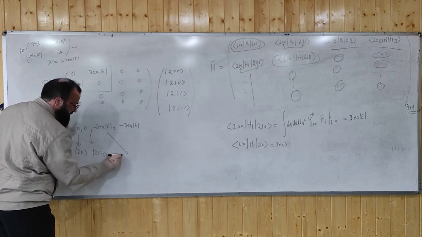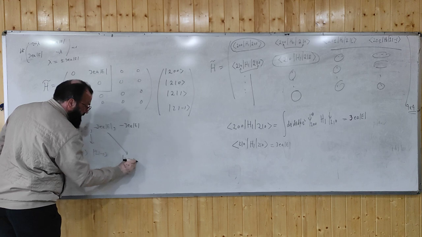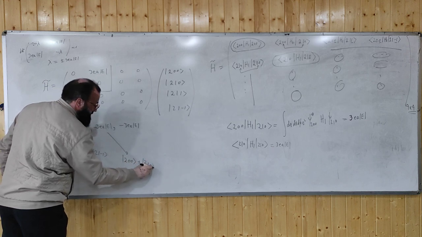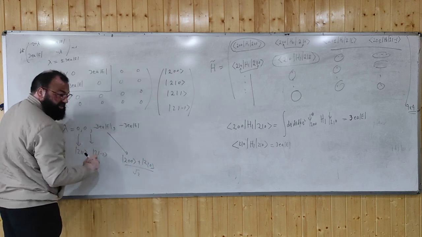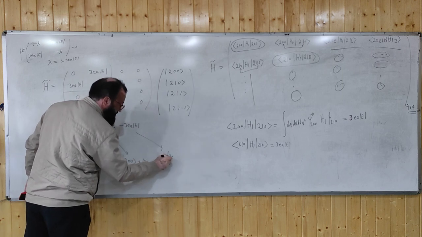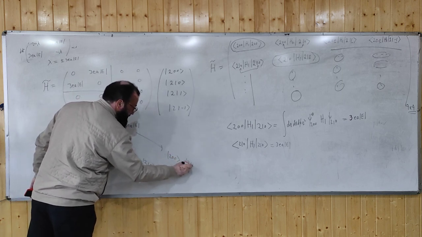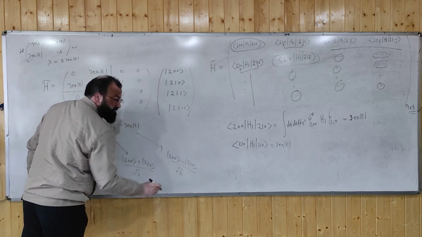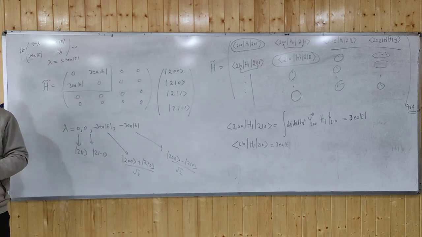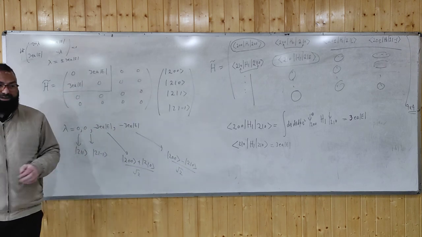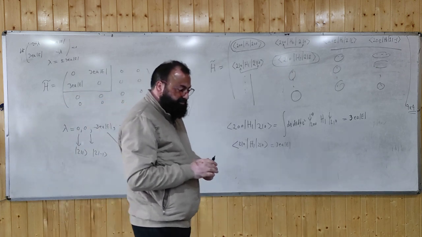So this will correspond to |2,0,0> plus |2,1,0> over root 2 normalization. And here you have |2,0,0> minus |2,1,0> over root 2. So what does that mean? You have three sets of states here. Right? So you can interpret these eigenvalues in this way.